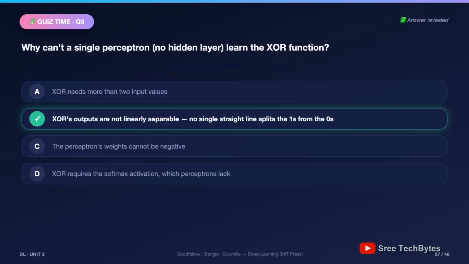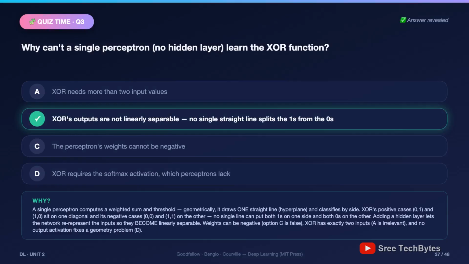The answer is B. XOR is not linearly separable. A perceptron computes a weighted sum and a threshold; geometrically, it draws one straight line and classifies by side. XOR's ones sit on one diagonal, its zeros on the other. No single line can ever split them. That's the entire 1969 crisis in one sentence.